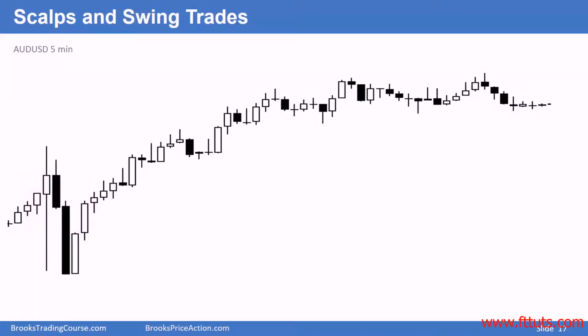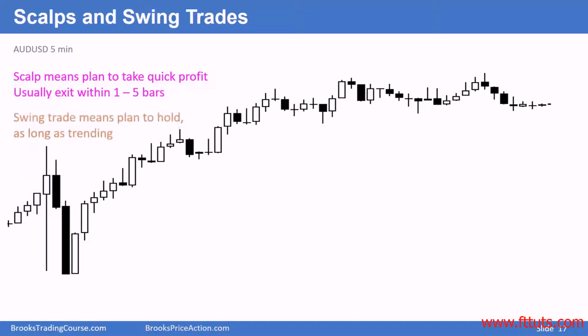Here's the Australian dollar versus the US dollar, a 5-minute chart, Forex chart. I distinguish trades into swing trades and scalps. A scalp means that I'm trying to take a quick profit. I usually exit within 5 bars, and sometimes just 1 bar. A swing trade means I'm planning to hold onto my position as long as the trend is going in my direction.